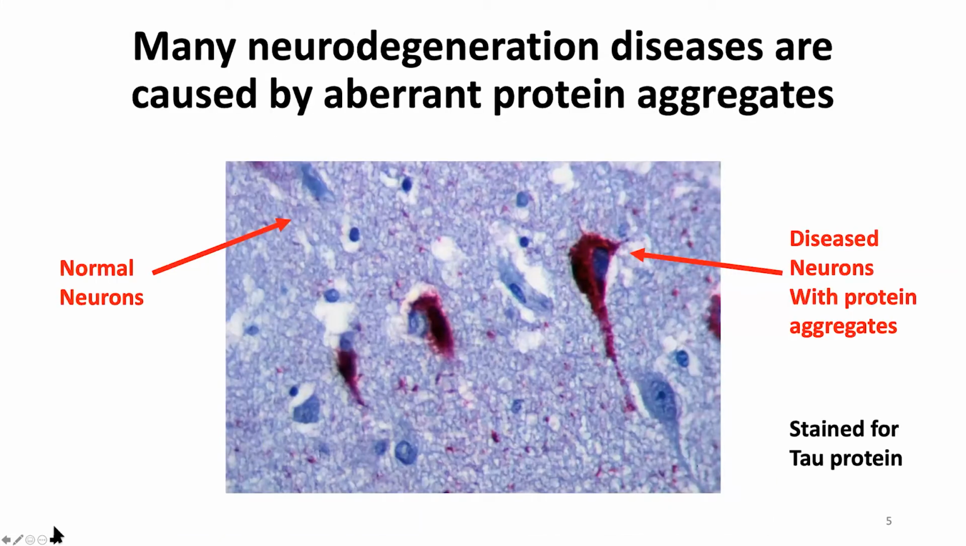A common feature of many neurodegenerative diseases is the accumulation of aberrant protein aggregates. This is showing a picture of a brain slice from an individual with Alzheimer's disease. You can see that the neurons, which are normal here, don't stain with this particular protein called tau. But the diseased neurons actually accumulate large amounts of this protein, and it forms an aberrant structure, as I'll tell you about. And so a fundamental question is to understand what the aberrant protein aggregates are in neurodegenerative diseases, how they form, and how they impact the cell, the neuron, to cause pathological processes.